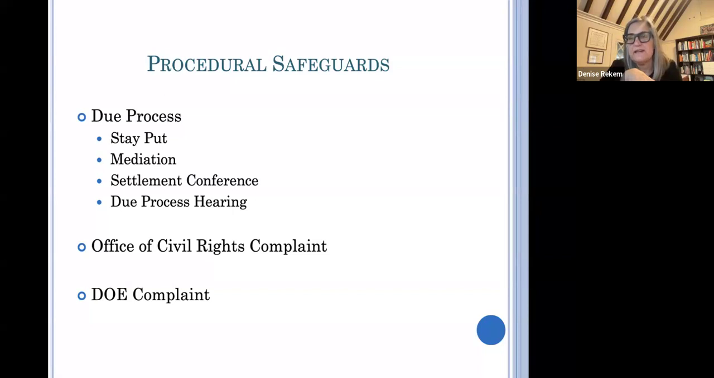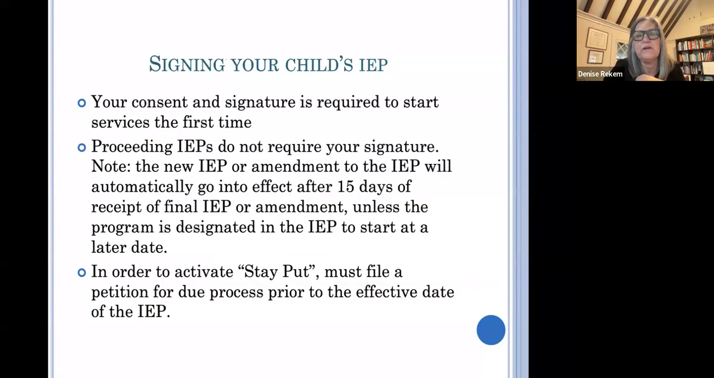But again, the judge is trying to bring the parties together and resolve whatever the conflict is. During this process, and I'm going to go over this in the next slide, you have stay put in the IEP that was already implemented. So without the change they're proposing.